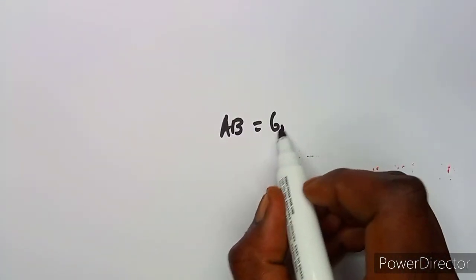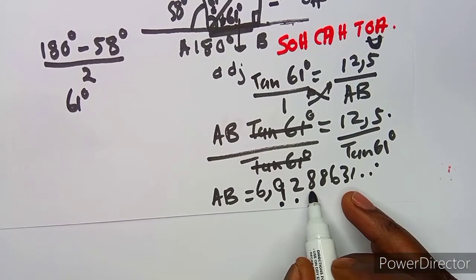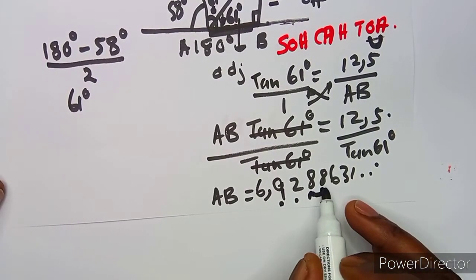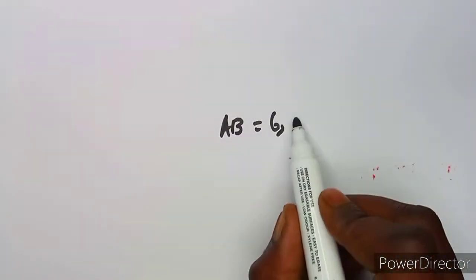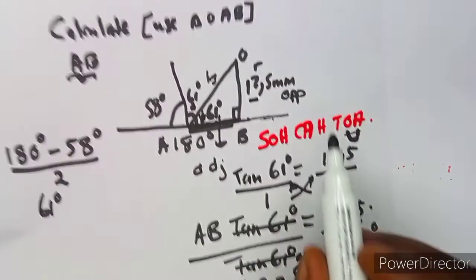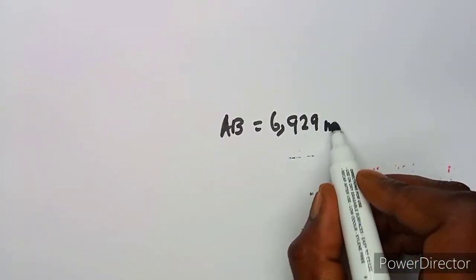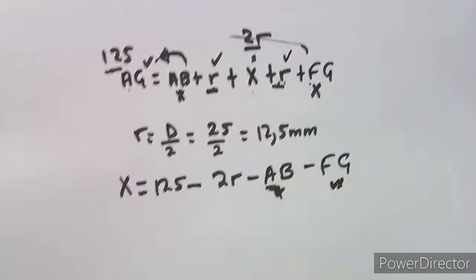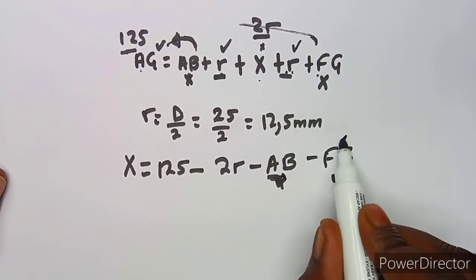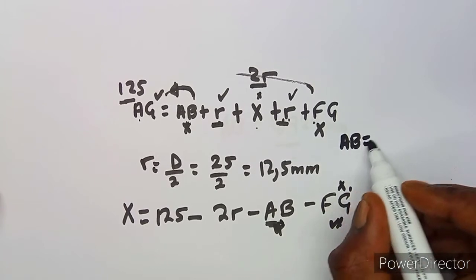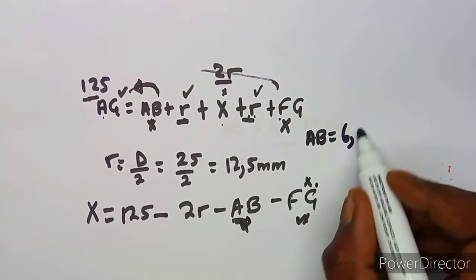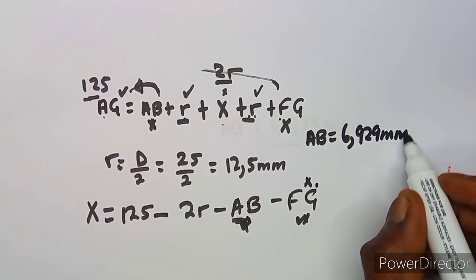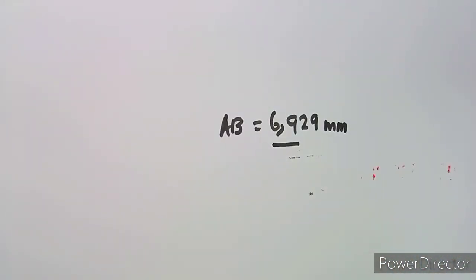So we can round off this to 3 decimal places. That's our AB is 6.929. This one is going to change to a 9 because the next digit is greater than 5. So it's 6.929, and the units were in millimeters, so this one is going to be also in millimeters. So that's our AB. Guys, don't forget why we are calculating AB. We need this in this formula here, and also we need FG. So let's put this AB aside. Our AB, we got 6.929 millimeters.